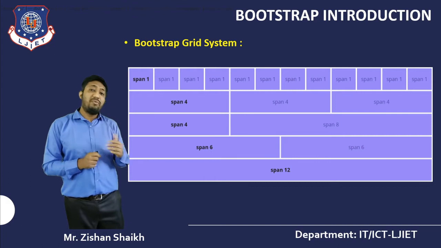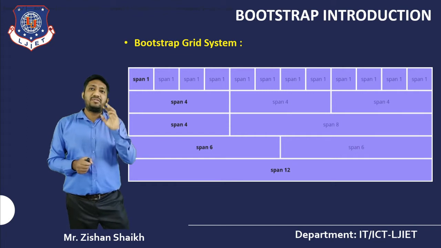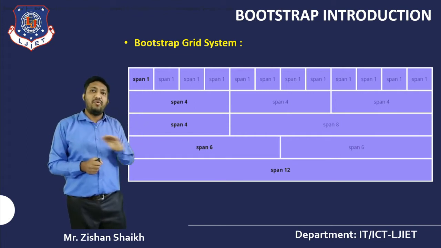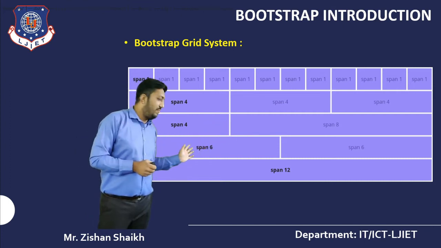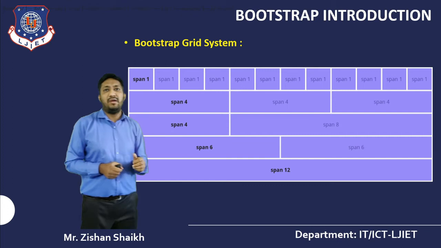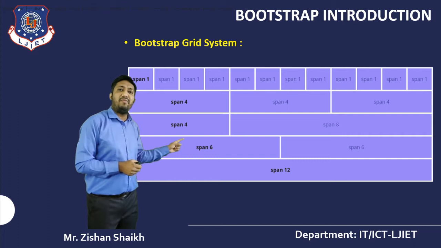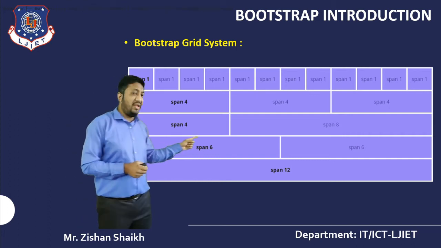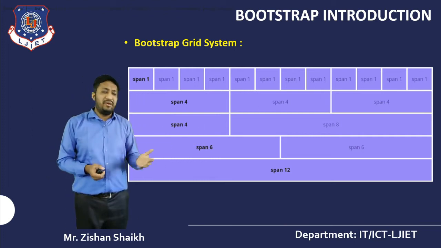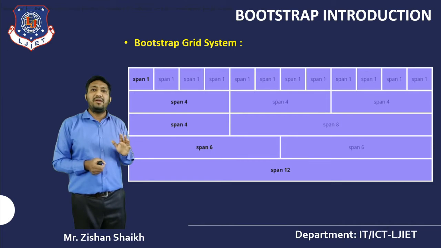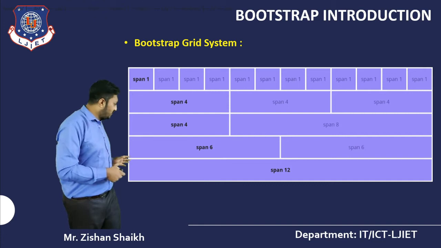But now my requirement is that, according to row number 3, my first column contains 4 spans, and my other required data will be adjusted into the remaining 8 spans. So for row number 3, 4 spans will be used by column number 1, and the remaining 8 spans by column number 2. So as per the requirement, we can put the data.